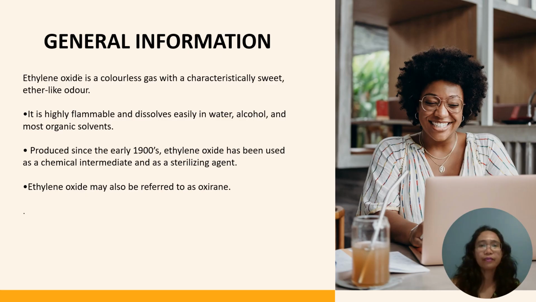The general information of ethylene oxide: it is a colorless gas with a characteristically sweet, ether-like odor. It is highly flammable and dissolves easily in water, alcohol, and most organic solvents, and has been produced since the early 1900s. Ethylene oxide has been used as a chemical intermediate and as a sterilizing agent. It may also be referred to as oxirane.